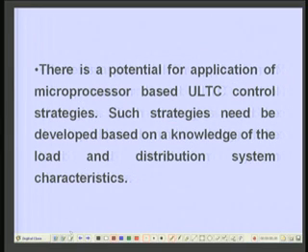There is also a potential for the application of microprocessor based ULTC control strategies. Such strategies need to be developed based on the knowledge of the load and distribution system characteristics. That is, here microprocessor based means basically it is going to be an intelligent type of control system.